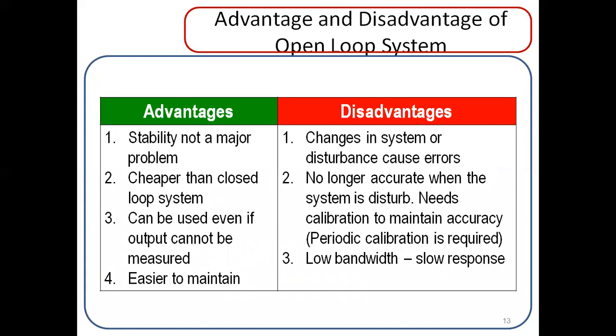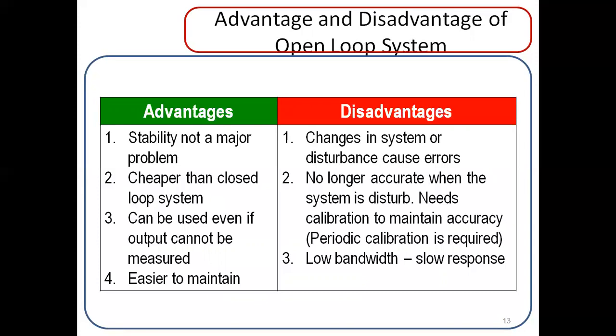Coming to the advantages and disadvantages of this open loop control system. In the open loop control system, stability is not a major problem, because we don't know whether the input conditions have been satisfied or not. So it is very much cheaper than the closed loop control system, because the inspecting components in the closed loop control system carry a high economical factor. It can be used even if the output cannot be measured. So the output may be varied or may not be varied, or may be obtained to a certain level or may not be obtained to a certain level, and it is very much easy to maintain.